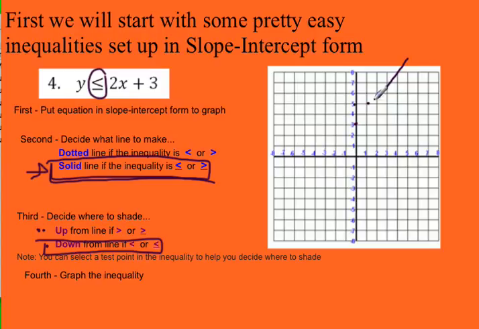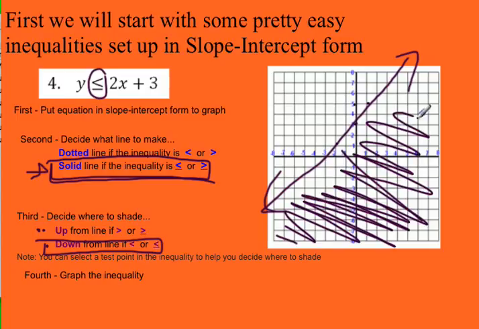So I'm going to be connecting those two dots with a solid line. Then I need to decide where to shade. Well, I decided that I need to shade down. So here's what we're going to do: put your pencil on a spot on the line, okay? So I pick a spot on the line, and then from that line, I just shoot down. So wherever my pencil lands, that's the spot that I'm going to shade in.